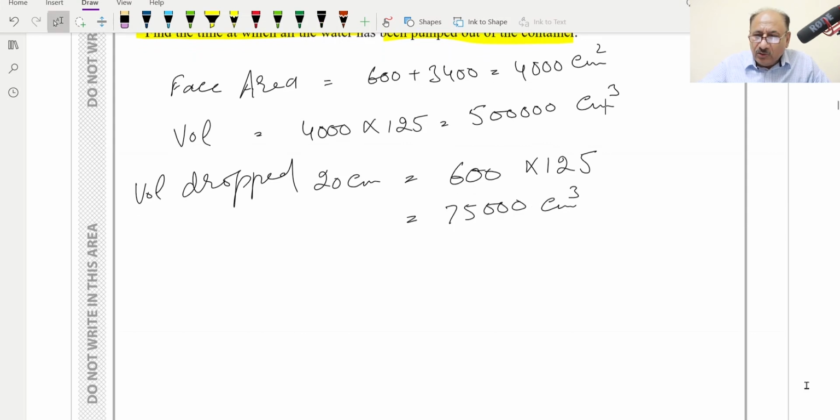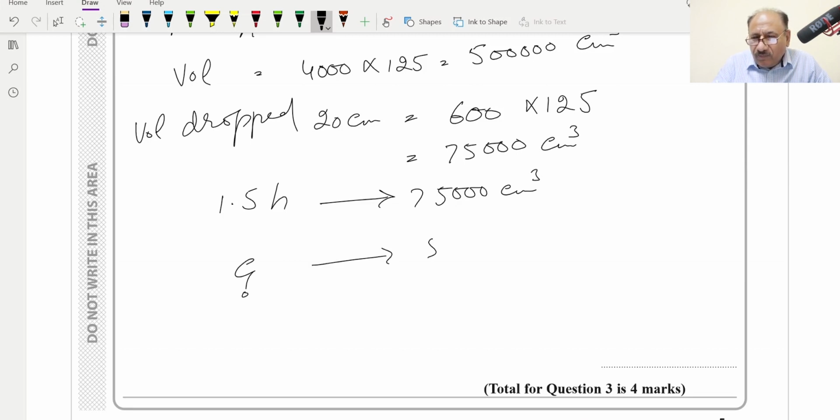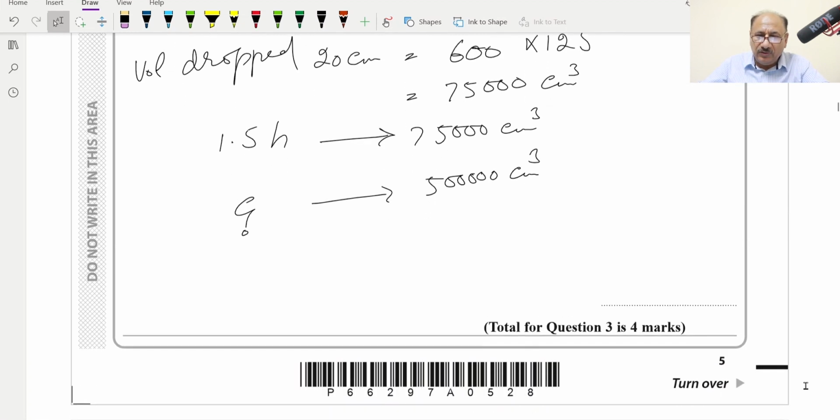This is volume. So in 1.5 hours, the drop is 75000 centimeters cube. And how much time will it take for a drop of 500,000 centimeter cube? This is how we can apply ratio, and this will be what?